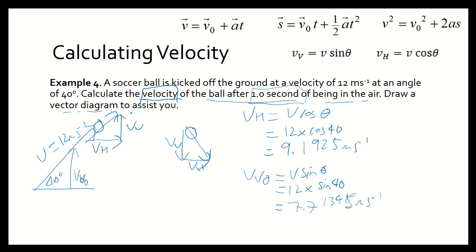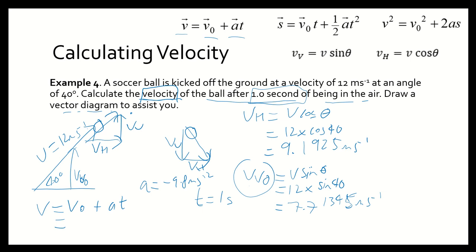Okay, so we've got the initial velocity, and we have a time of 1 second. We've also got acceleration, which is negative 9.8 meters per second squared in the vertical direction. We want the final velocity. We've got the initial velocity, acceleration, and time. That one's easy. We don't have to do any rearranging. So we can use this top equation here: v equals v naught plus at.